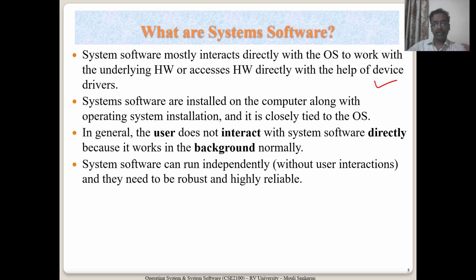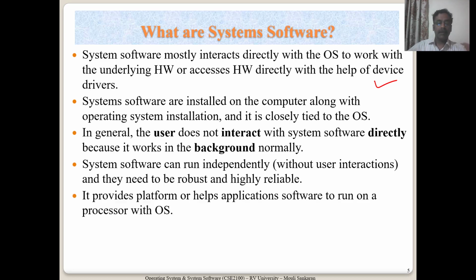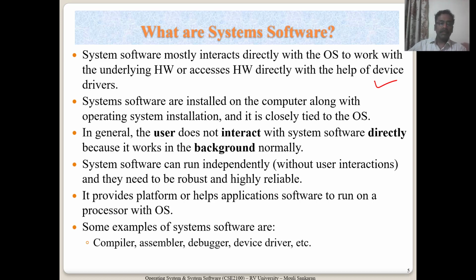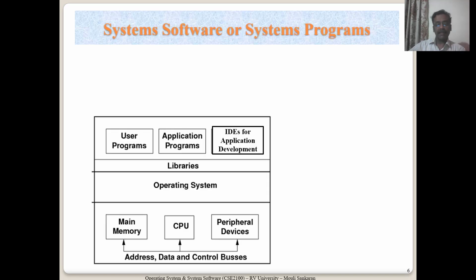Normally they are run as processes, and they need to be robust and highly reliable. So if you are writing system software, you had better understand the functioning of the OS, hardware, CPU, and good knowledge of architecture is a must. It provides a platform or helps application software to run on a processor with an OS. So system software may be helping the application software to run on the system. Some examples of system software are compiler, assembler, debugger, which I already listed. Device drivers also fall under this category.